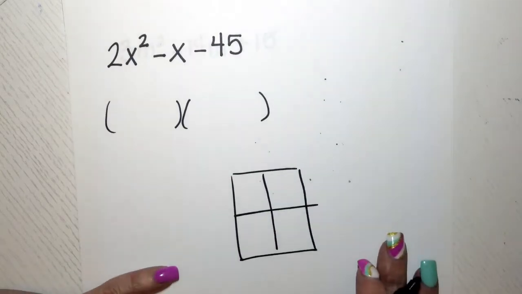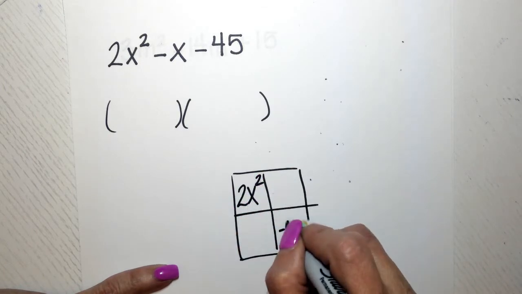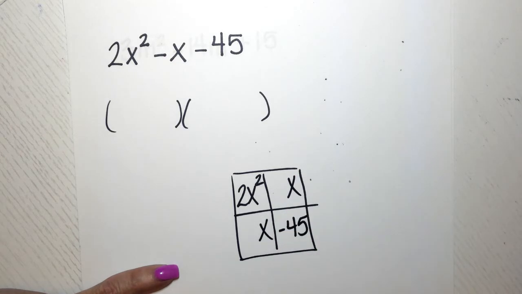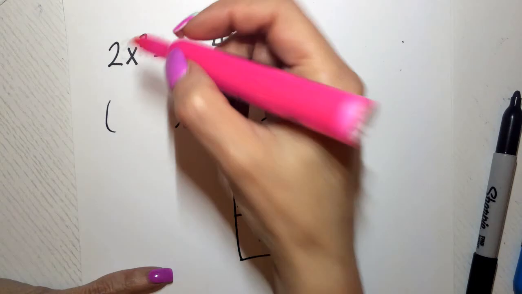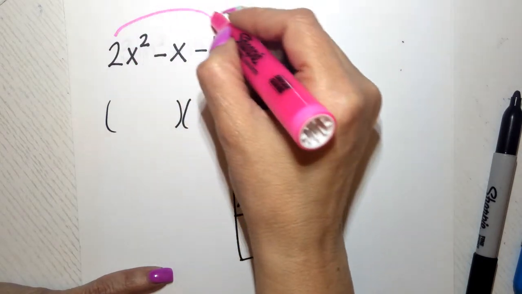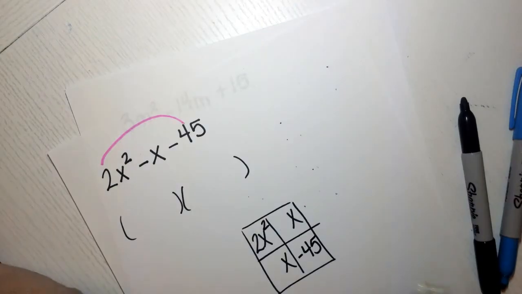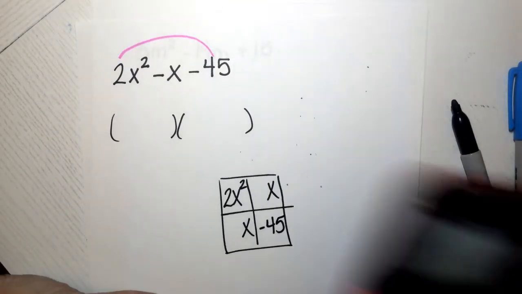Okay. So I'm going to go ahead and do 2x squared, negative 45. I'm going to put the x in the x. Woo, okay, it's going to be a big number. 2 times negative 45. I might have to break out my calculator for this one. All right, here we go.